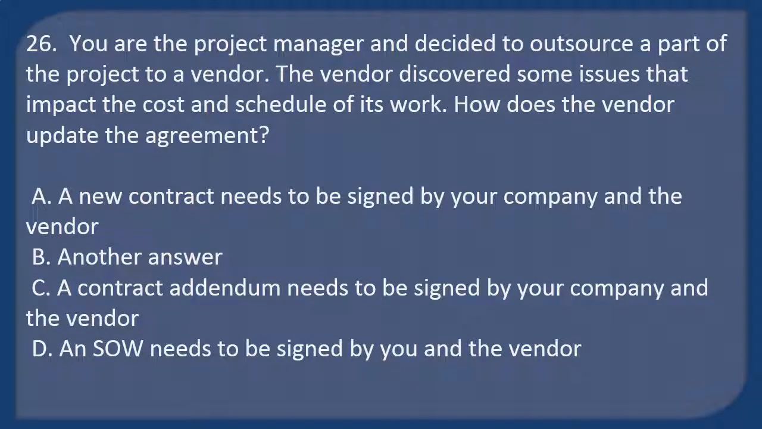Question 26. You are the project manager and decided to outsource a part of the project to a vendor. The vendor discovered some issues that impact the cost and schedule of its work. How does the vendor update the agreement? A. A new contract needs to be signed by your company and the vendor. B. Another answer. C. A contract addendum needs to be signed by your company and the vendor. D. An SOW needs to be signed by you and the vendor.